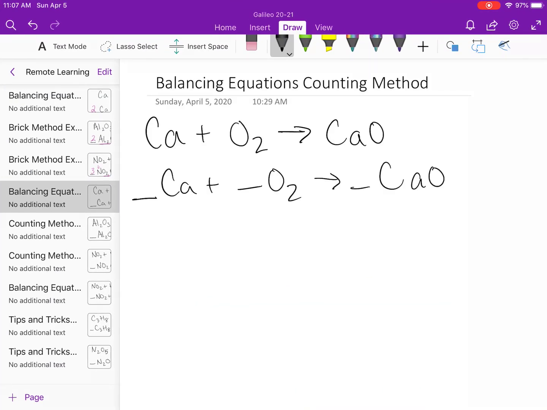So this video is going to teach you how to balance equations using the counting method. So you should have already watched Mr. Anderson's beginner balancing equations video. If you didn't, go ahead and go back and watch that. And this example is similar to when Mr. Anderson was doing the practice problems.